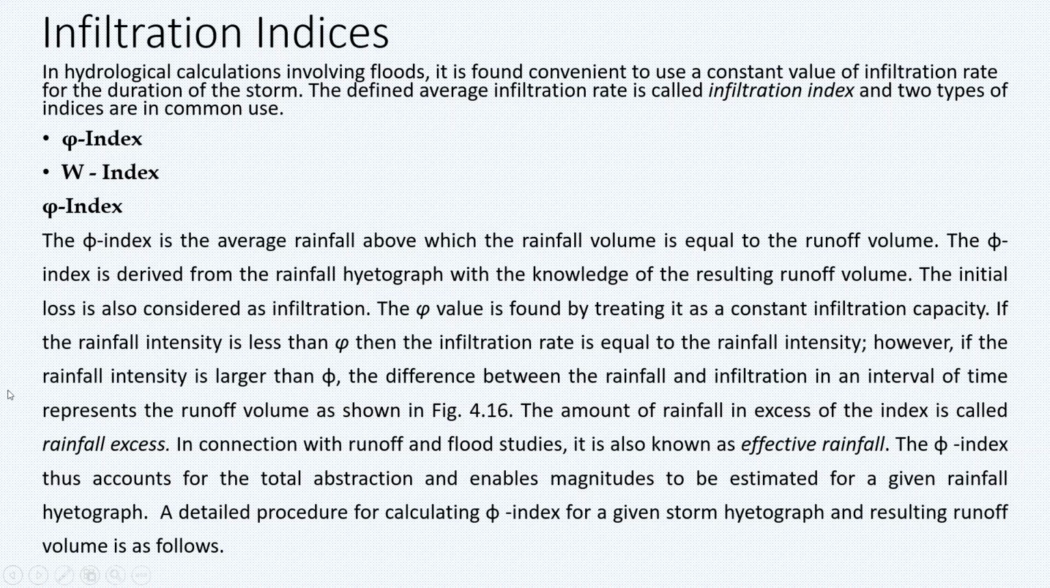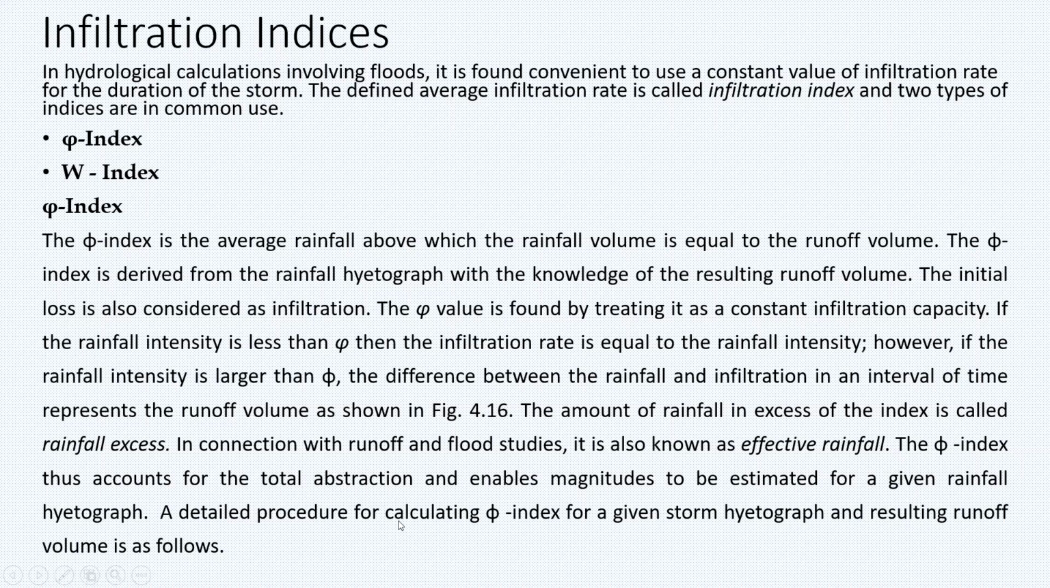Now, if you read it out, in hydrological calculations involved in floods, it is found convenient to use a constant value of infiltration rate for the duration of the storm. The defined average infiltration rate is called infiltration index. Now, over a catchment, the infiltration rate could vary, right? It could go up, it could go down, but you can't do calculations with such variations. So instead of that, we define a certain parameter called phi index to represent the infiltration, and we do the rest of the calculation. Now let us briefly read about this phi index.